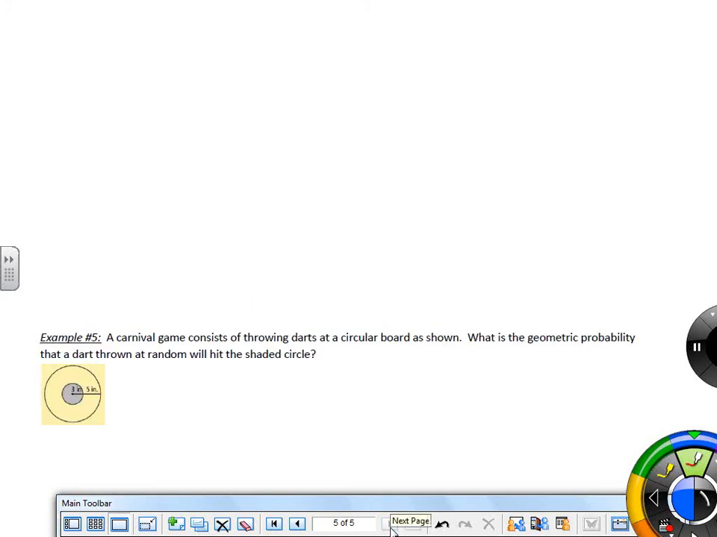All right, the last thing we're going to look at is a geometric probability example. So a carnival game consists of throwing darts at a circular board as shown. What is the geometric probability that a dart thrown at random will hit the shaded circle? So here's the shaded circle. Okay. And so we want success, which would be the shaded area.